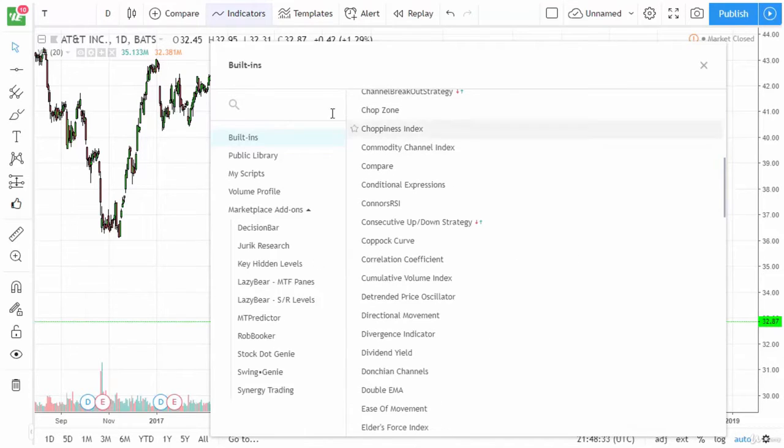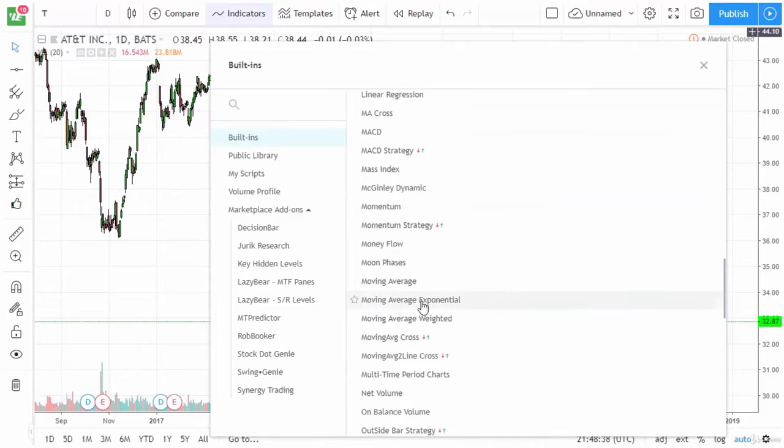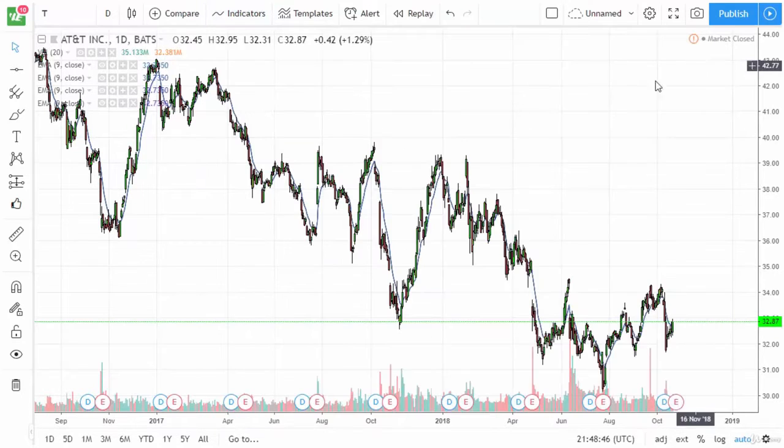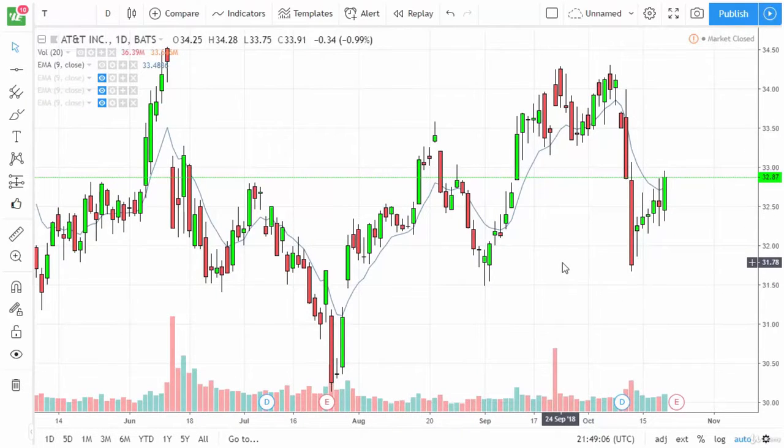let's go ahead. We'll click on indicators and we'll do moving average exponential. And I'll do 4 different ones because I'm going to be looking at 4 different speeds here. And what you see here on the chart right now is the 9 EMA, and that shows the last, in this case, 9 days.